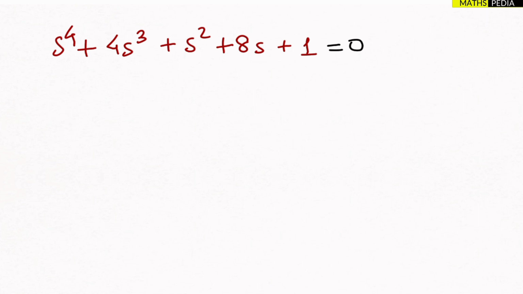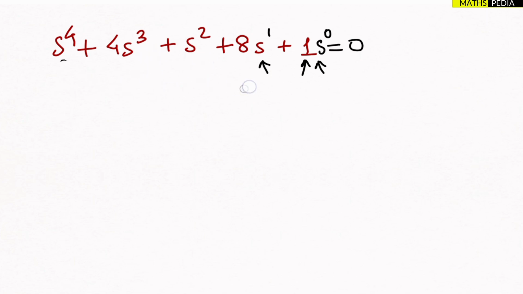The first step is to see whether it is arranged properly in descending order and whether any term is missing or not. So we'll start with s power 4. It is the term having the highest power in this particular equation. Now s power 4, then s power 3 should come. Yes, it is coming. Then s power 2, it is there. Then s power 1, yes, it is there. Where is s power 0? S power 0 is the constant term, 1. This coefficient is also 1. Okay, that is fine.